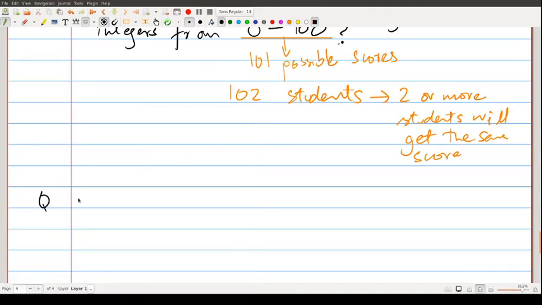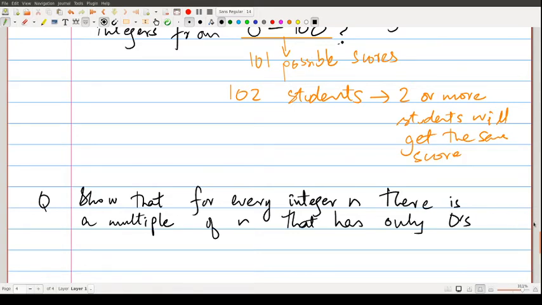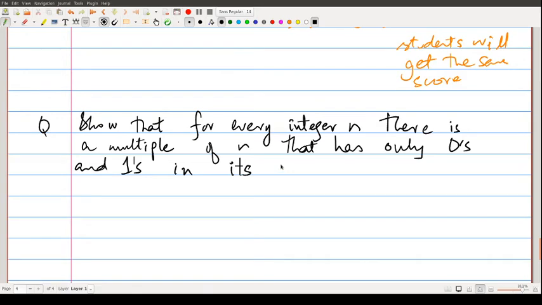Show that for every integer n, there is a multiple of n that has only zeros and ones in its decimal expansion. So what is this statement asking you to prove?